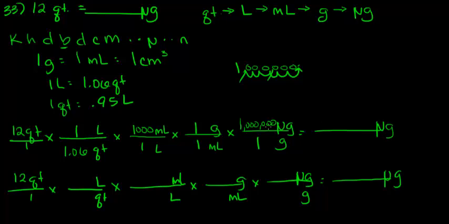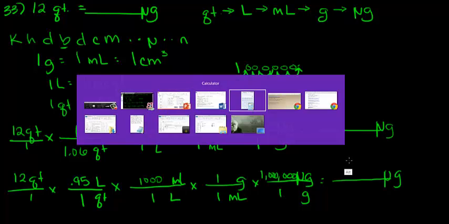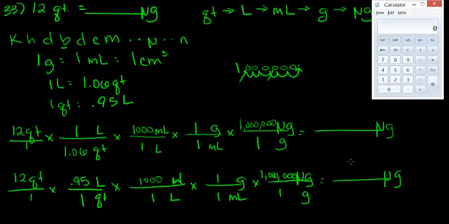Okay? And we'll do the same. Everything is the same on the second one except for this first conversion factor, which will be 1 quart is 0.95 liters. Everything else is the same. 1,000 milliliters is 1 liter, 1 gram is 1 milliliter, and a million micrograms in 1 gram. So let's calculate both of them.